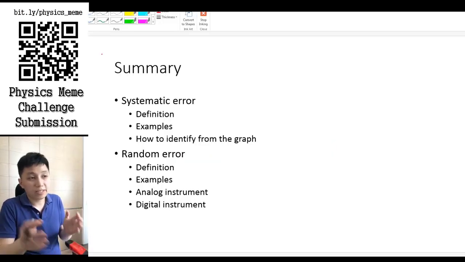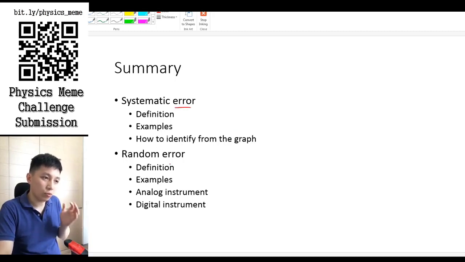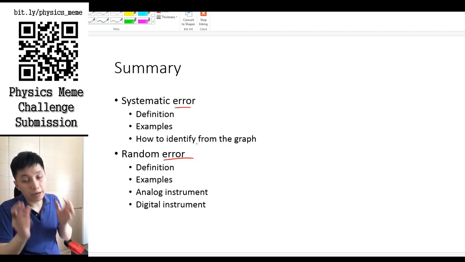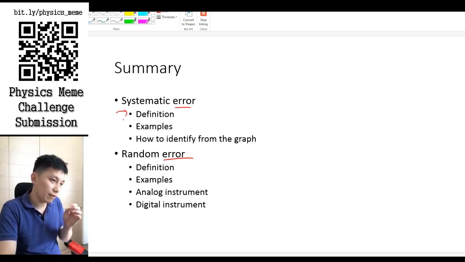Since we have talked about systematic error and random error for quite a long time, let me give you a small summary to write this up. For both types of error, which are the only 2 categories of errors that we have in a physics experiment, we talk about their definition and also examples.